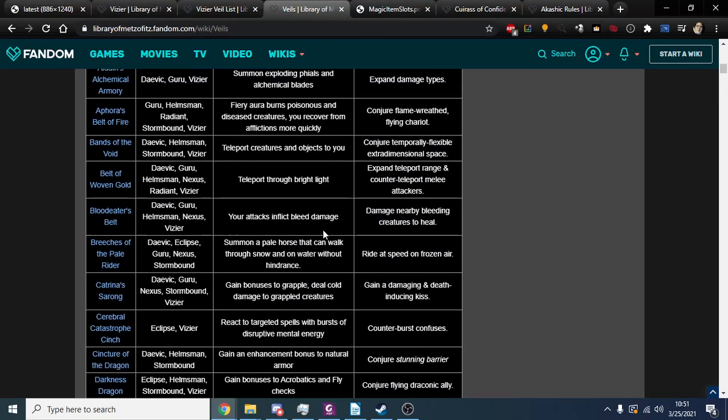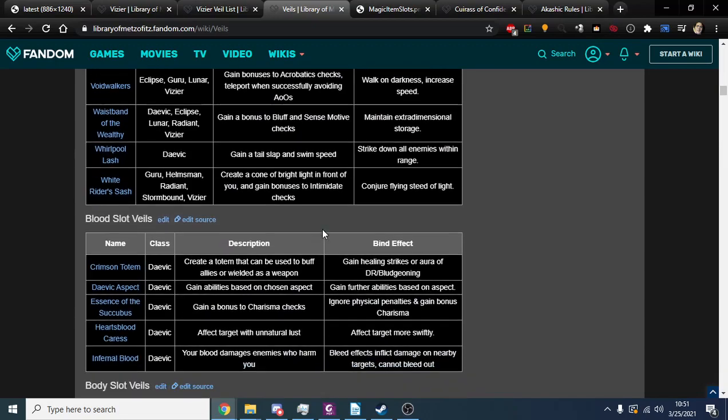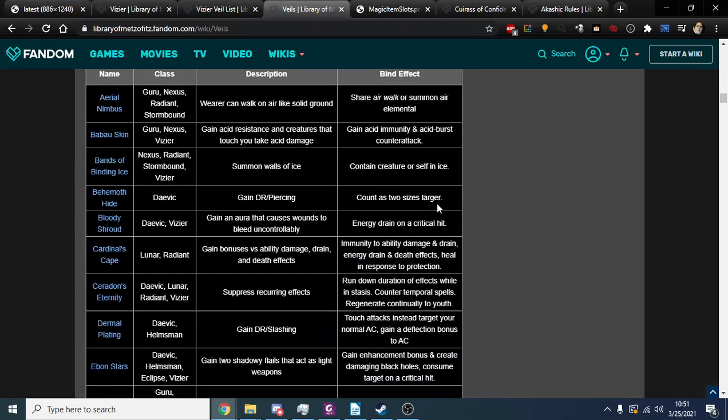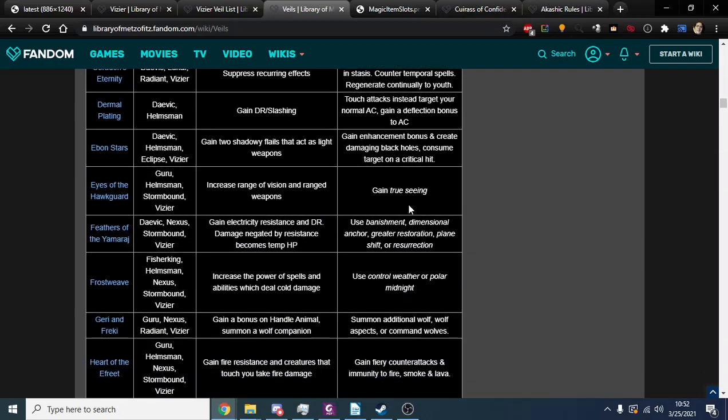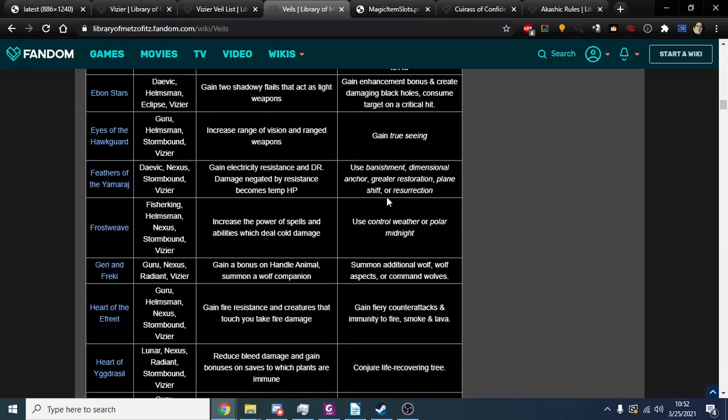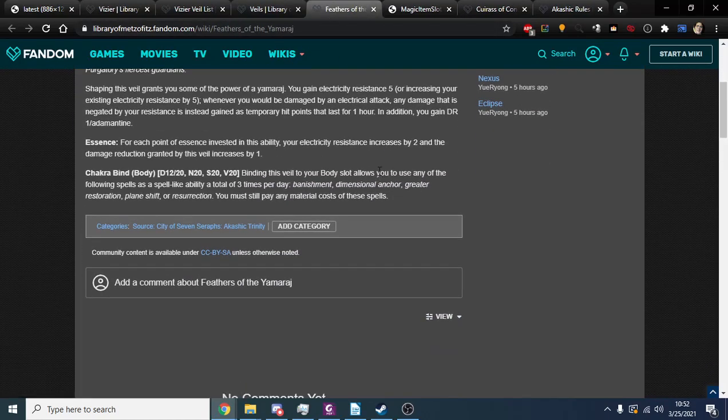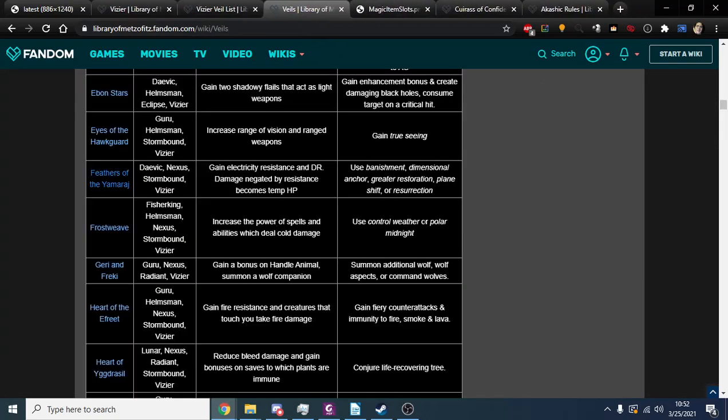We can take a look at some body slot veils here. Let's scroll down a little bit. There we go. So you can get things like airwalking that you can share with your allies. You can gain acid immunity. You can get an ice tomb sort of ability, count as levels, couple sizes higher. Gain immunities to things, stuff like that, you know, true seeing. This is a good one. Banishment, dimensional anchor. I believe that is limited per day though, if I check here. Yeah, 3 times per day. So you can see that even though some of these are very, very powerful in what they can do, they're also very limited in what they can do.